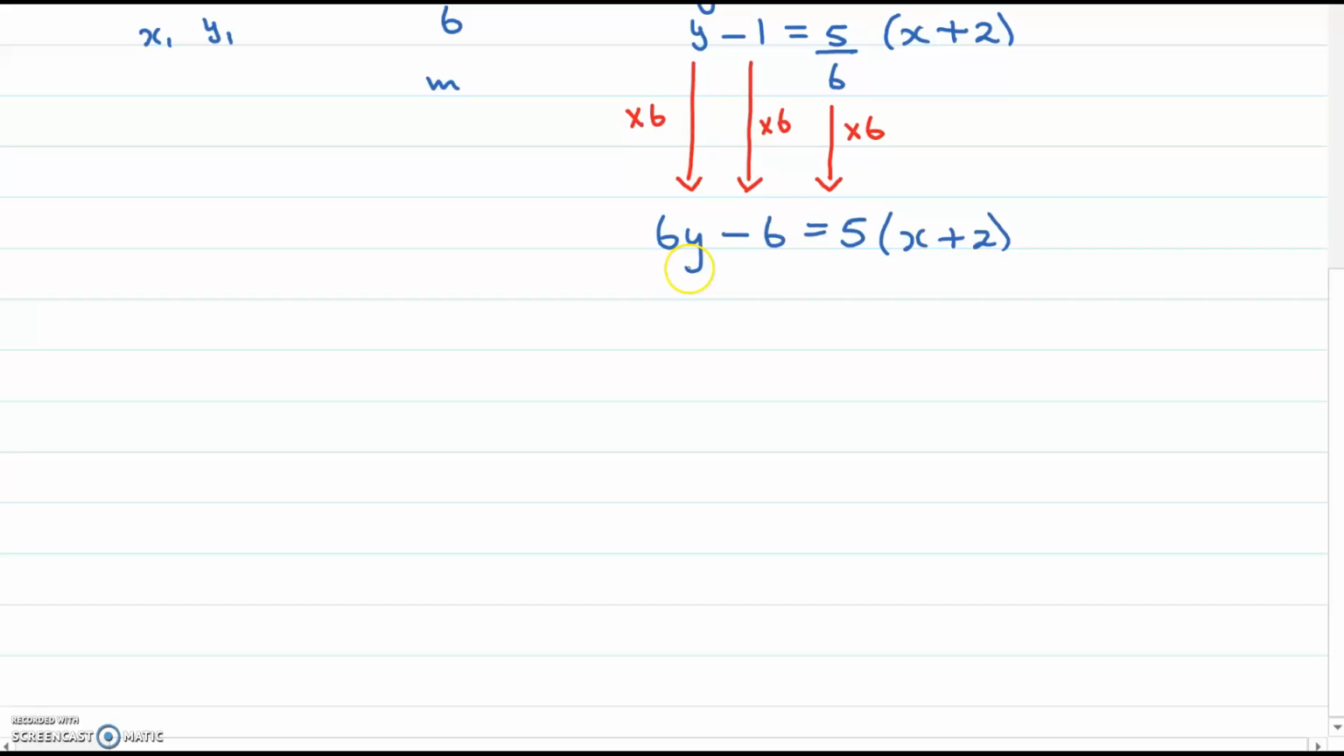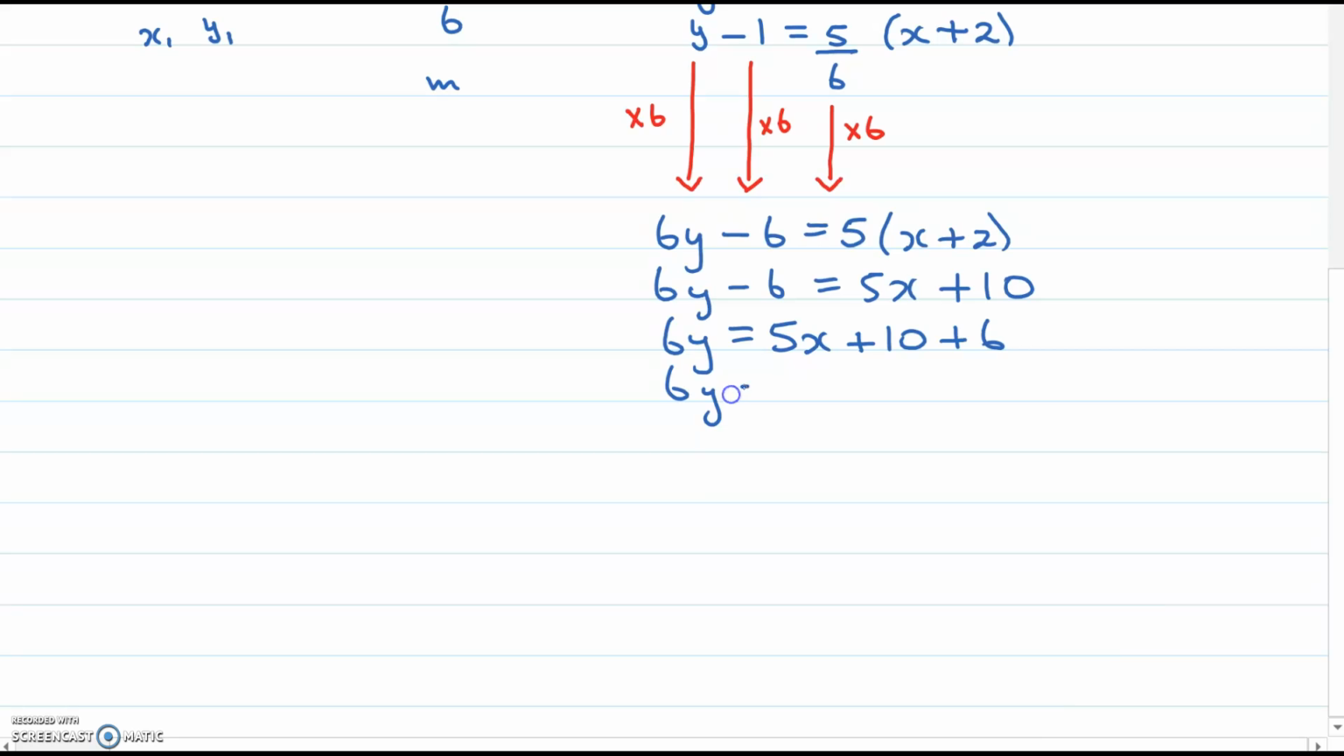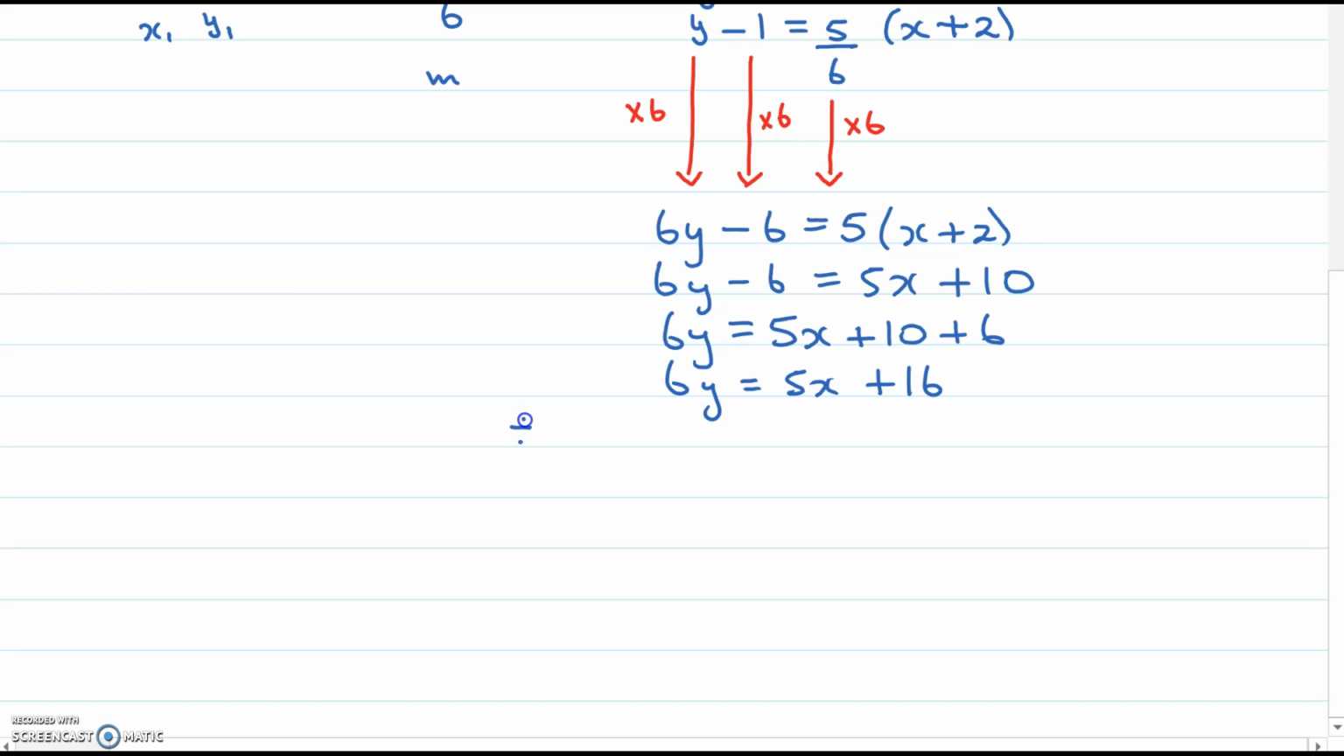Now to simplify this, eventually we're going to want to get the y on its own, but to simplify this, let's distribute the 5. And that gives you 6y minus 6 is equal to 5x plus 10. And just keep simplifying so that we end up with y on its own. First step is to move the minus 6 across so that 6y is on its own. 6y equals 5x plus 16. And let's divide everything by 6 here. And if you do that, you get y is equal to 5 over 6 x plus 16 over 6.